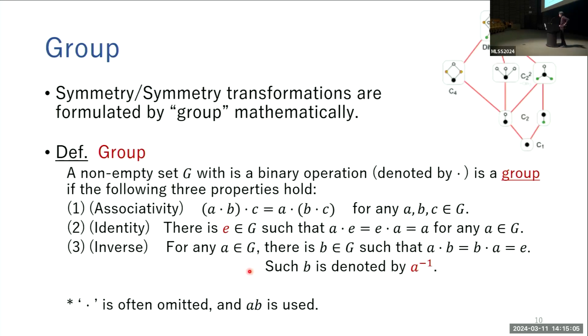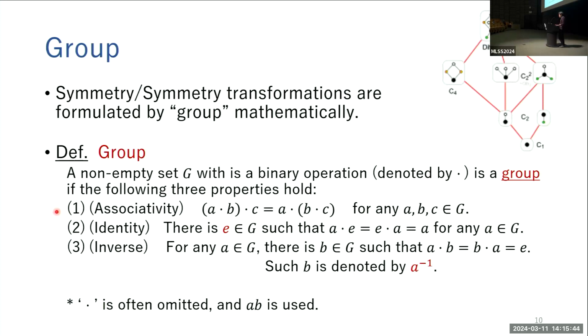As I explained, symmetry or the associated transformations to capture the symmetry are formulated mathematically as a group. And here's a very basic mathematical definition of group. Okay, I start from the very mathematical definition. So a group is a set with a binary operation. The operation is simply multiplication or addition depending on the context. And it satisfies the following three properties.